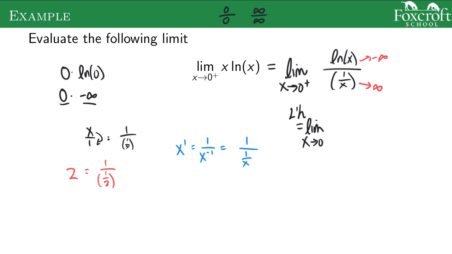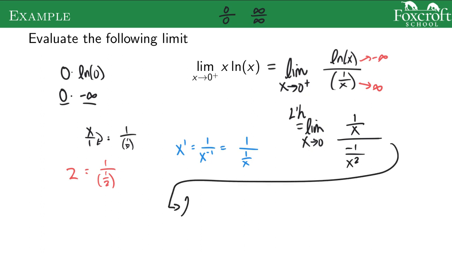L'Hopital's rule says I take the derivative of the top, which is 1 over x, and divide that by the derivative of the bottom, which is negative 1 over x squared. I'm going to do a little bit of simplifying. Dividing by a fraction is the same thing as multiplying by its reciprocal, and that x squared and that x are going to cancel out, so that just gives me negative x. Now I can plug in 0 and just get 0. So my final answer is just 0.